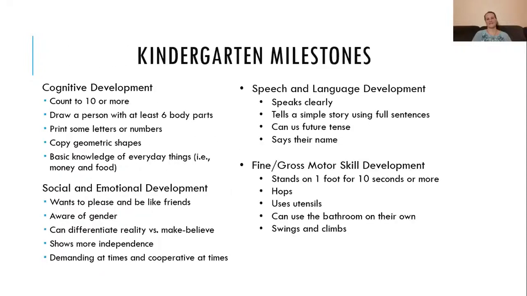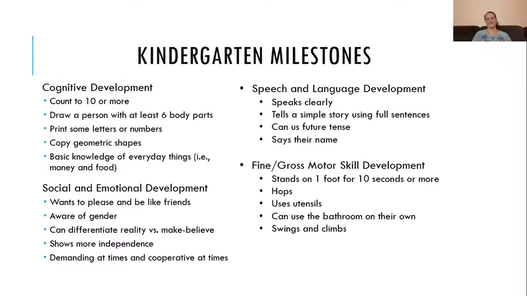All right, so we're going to go into different milestones for kindergarten through 3rd grade. And then we'll break it down into 1st, 2nd, and 3rd grade. So in terms of kindergarten milestones, cognitively, kindergartners should be able to count, they should be able to draw a person with at least 6 body parts, printing some numbers or letters, so starting to do that. Shapes, so square, circle, triangle, as well as basic knowledge of everyday things.